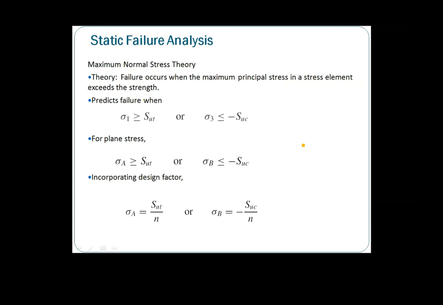So when you talk about the maximum normal stress theory, it is also the same. It is for brittle materials. You are comparing your maximum principal stress with your ultimate strength in this case. So if sigma 1 is larger than the ultimate strength, then failure will happen, or if your sigma 3 is less than the negative compressive strength, then failure will happen. So that is the maximum normal stress theory.